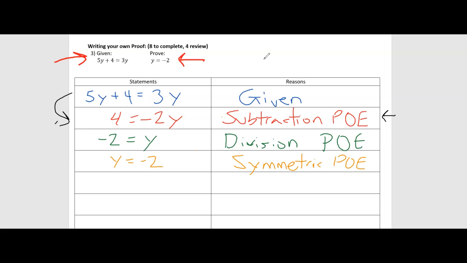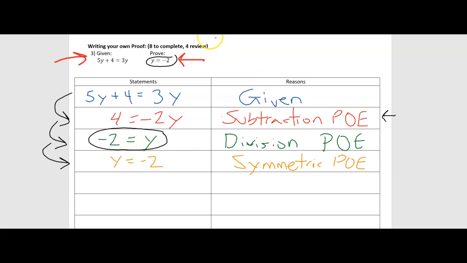Third statement, to get there, we divided both sides by -2, and that would be the division property of equality. Now, we have an answer here, but we want it to look exactly like what we're supposed to prove. Right? So we want to prove that y is equal to -2, so we're just going to use the symmetric property to flip that equation around, to swap both sides. So if -2 equals y, then we know that y equals -2 by the symmetric property of equality.